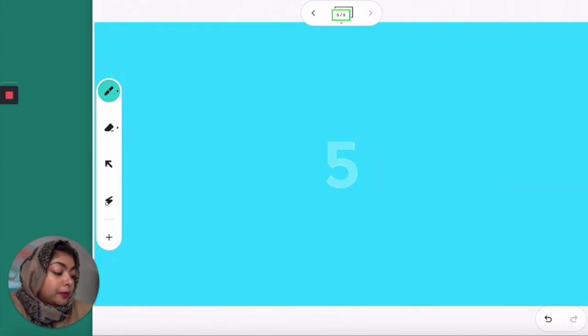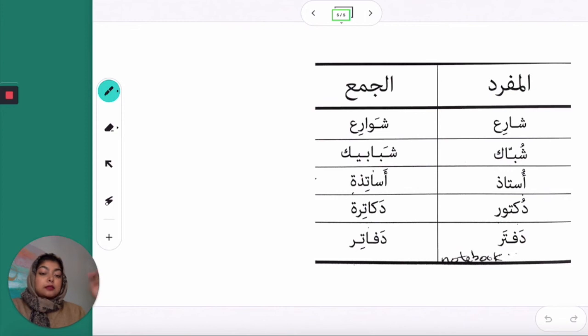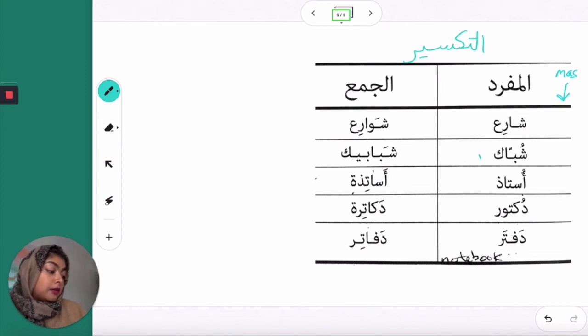Okay, if we flip the page, we have another set of words, and these are all examples of words that are taksir. And really, your book should have included this in the last lesson because these are all masculine words. Every example of these are all mudhakkar. They're all masculine words that happen to be broken. Okay? So let's just go through them.